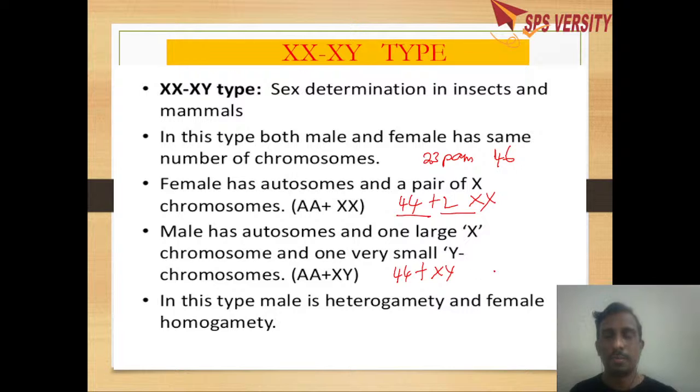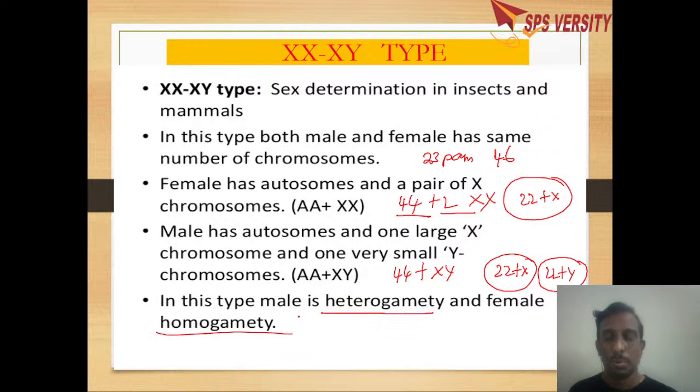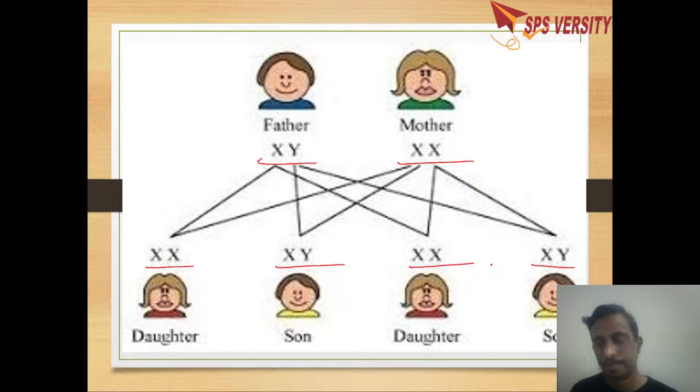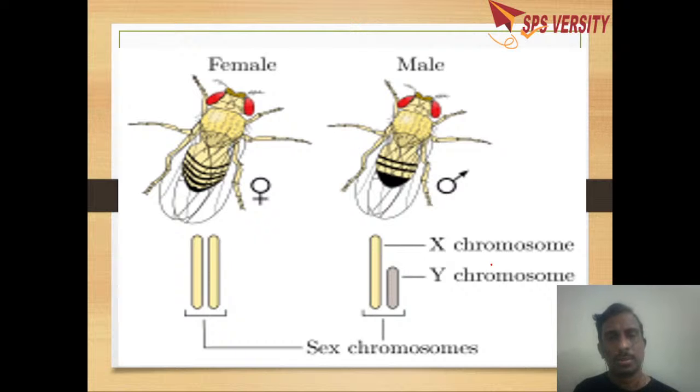That means during formation of gametes, 50% of the gametes will have X chromosome, 50% of the gametes will have Y chromosome. But in the females, it is not like this. All will have X chromosome. Only one type of female gamete can be. Here two types of male gametes. So it is called male is heterogamety, female is homogamety. Here you can see father XY, mother XX. So here daughter XX, son XY. In some insects also, you can see XX and XY. This is X chromosome, this is X chromosome, this is Y chromosome.